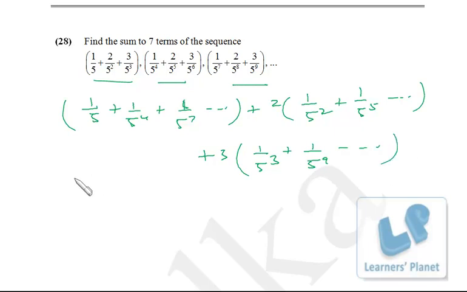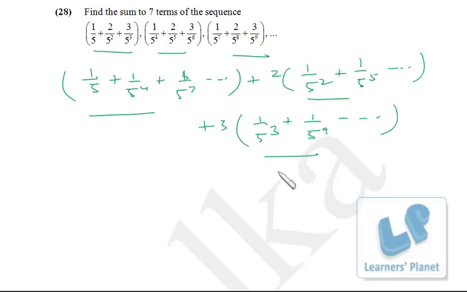Right? So precisely we want 7 terms. We'll find the sum of this sequence to 7 terms, this sequence to 7 terms, and this sequence to 7 terms. Now the problem becomes very easy. It's a geometric progression. This, and this, all of them are geometric progressions. So what is the sum of a geometric progression for 7 terms? It's a(1 minus r raised to n) upon 1 minus r. Since in all 3 cases the common ratio is less than 1, we'll be using this formula.